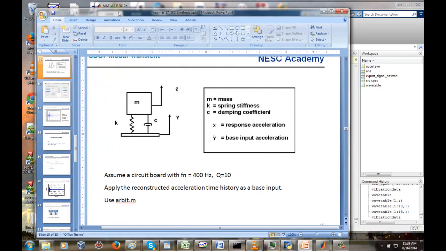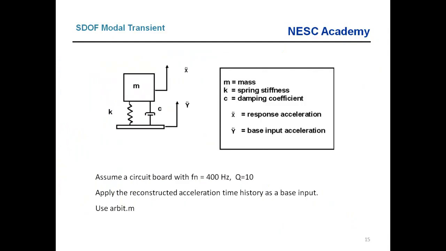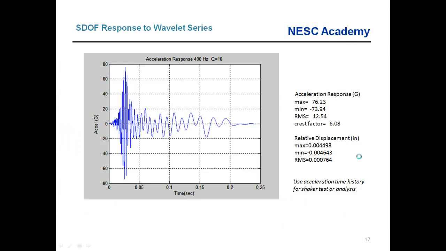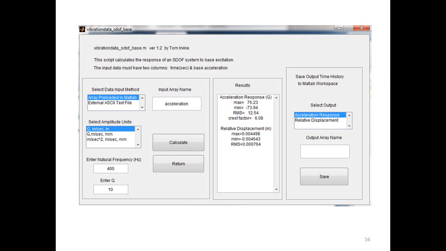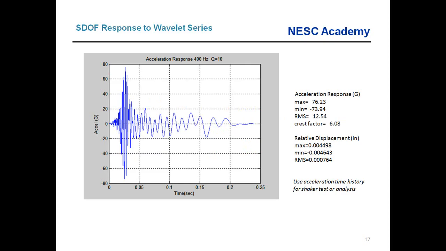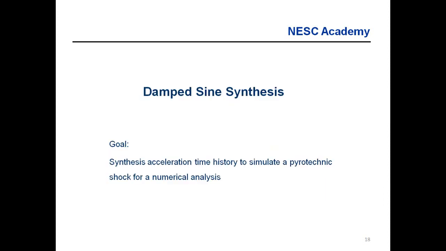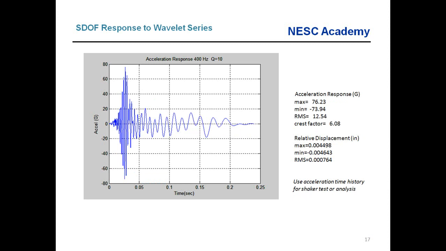Okay, so I think that's just about it. I've got a couple more slides. This is just what we did in class. So we went to our function vibration data underscore SDOF underscore base, which calculates the response of a single degree of freedom system to base excitation. Then we applied our wavelet series, and we got an acceleration response at 400 Hertz, Q equal to 10. And then we also had our relative deflection plot, which I'm omitting.